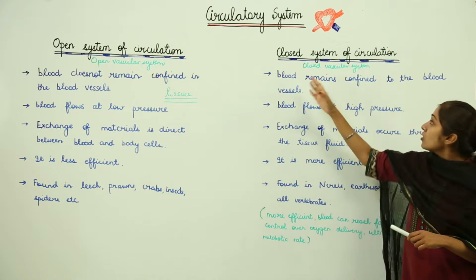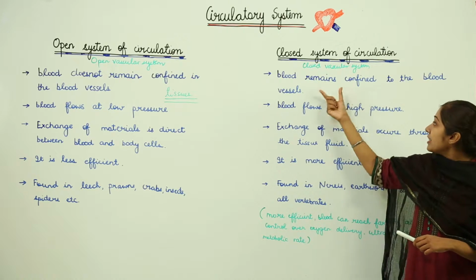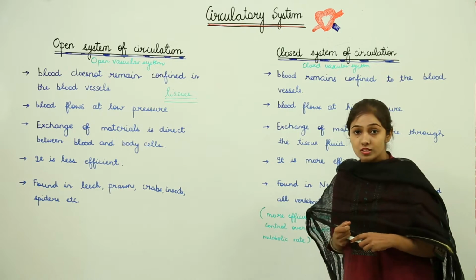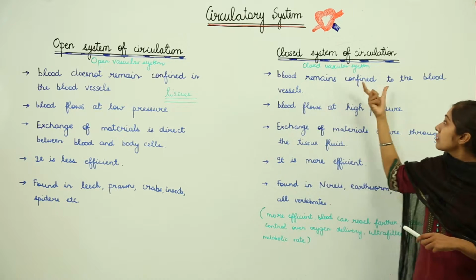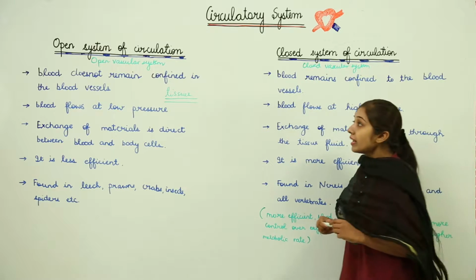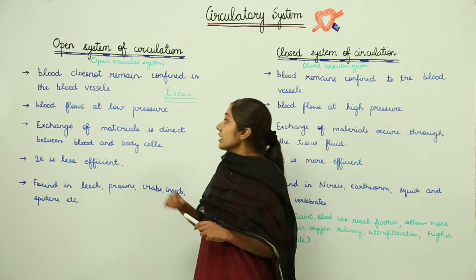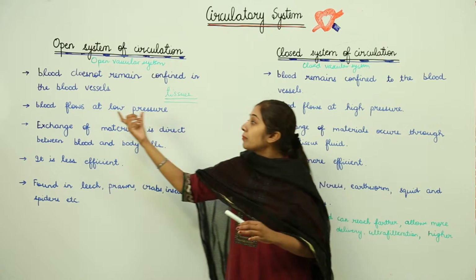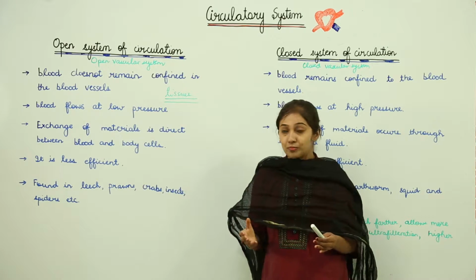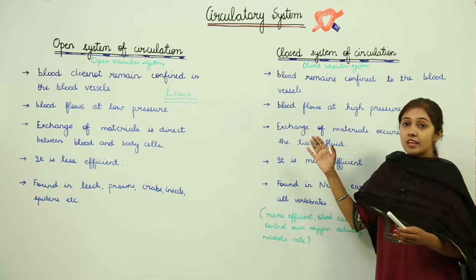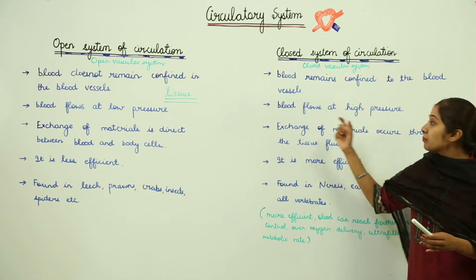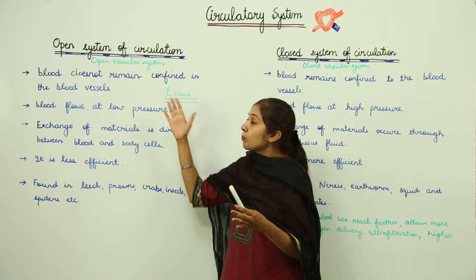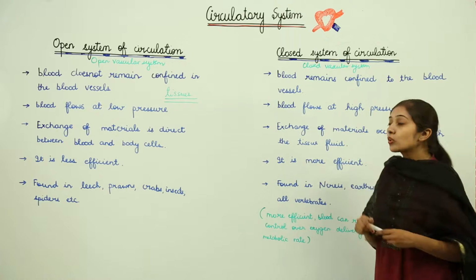But in the closed vascular system, the blood remains confined to the blood vessels, as in our case. We have a closed vascular system because in our case the blood remains confined to the blood vessels. In the open system of circulation, since the blood goes through the cavities to reach the tissues, the blood flows at very low pressure. In the closed vascular system, the opposite is true: the blood flows at a very, very high pressure. So, low pressure in the open system and high pressure in the closed system.